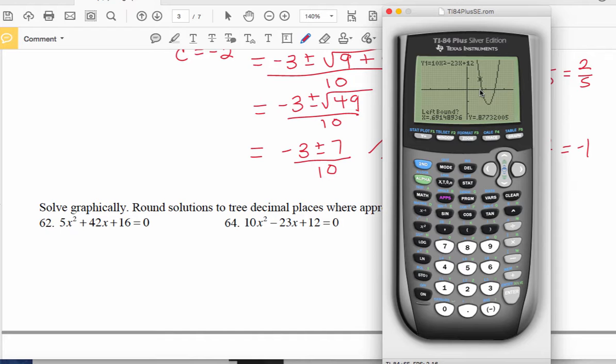And so if you're not sure where your cursor is, use this x value here to figure out how far left or right your cursor is on the graph. Okay, so my left bound, I'm going to set right there. My right bound's going to scoot to the other side of the x-axis, and I'm going to set that right bound right there. And then finally, our guess needs to be right on top, as close as you can get. That looks good. I'm going to guess it.